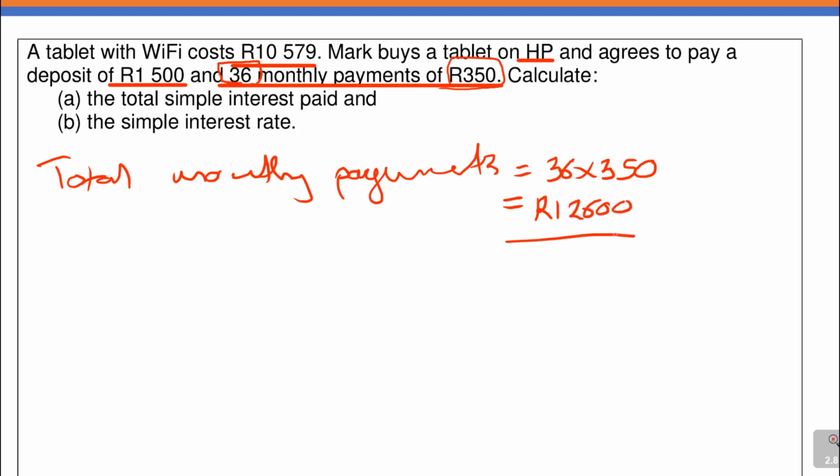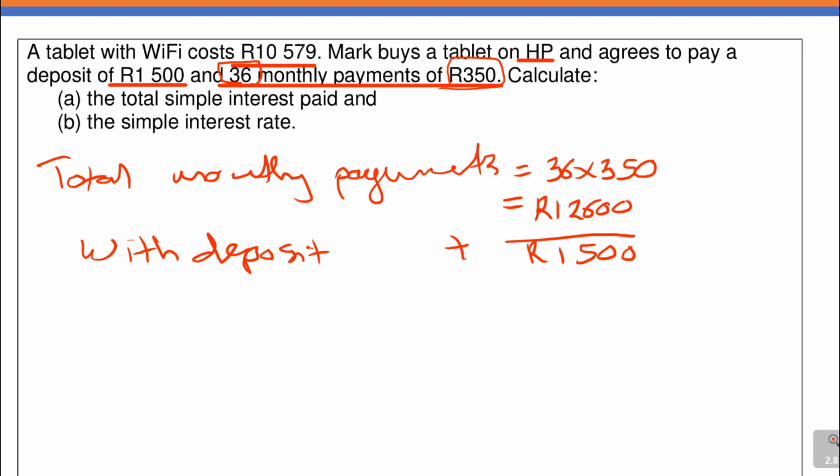You agree with me? But that is what he paid. But they tell us also with deposit. We are not going to leave out the deposit. He paid a deposit of what? Deposit, which is plus 1,500. Because they're saying calculate the total simple interest paid.